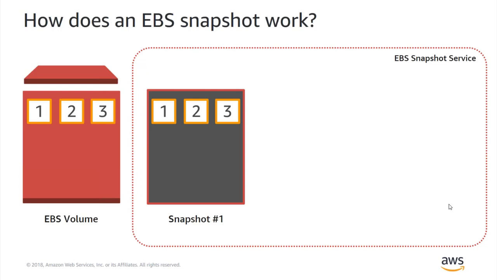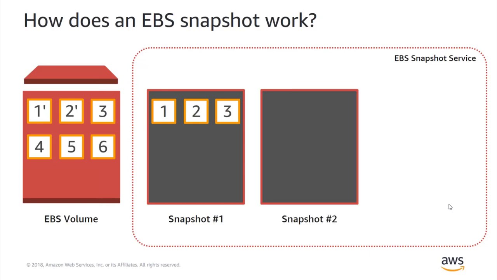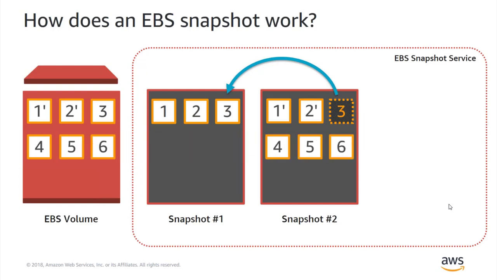Now let's modify blocks 1 and 2. And let's write 3 new blocks, blocks 4, 5, and 6. If we take a new snapshot, then we'll only capture blocks that have been modified since the previous snapshot. Blocks 1 and 2 were modified, so a copy of those blocks will be in the second snapshot. But block 3 wasn't modified, so the second snapshot will only contain a reference to the block. It won't contain the block data itself. And then, of course, blocks 4, 5, and 6 will also be stored in the snapshot.